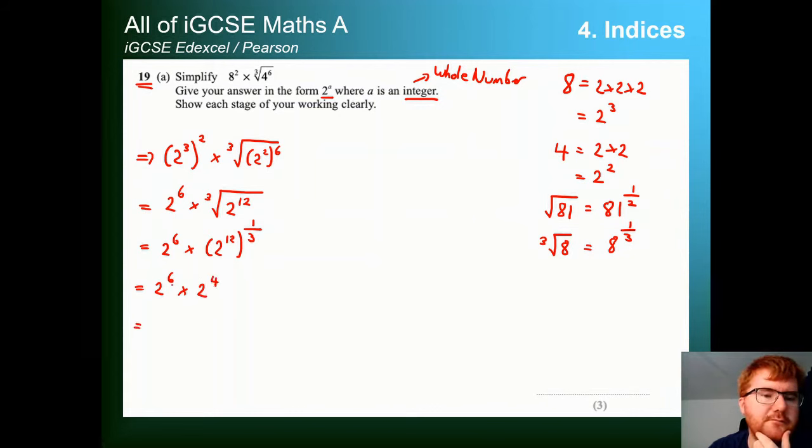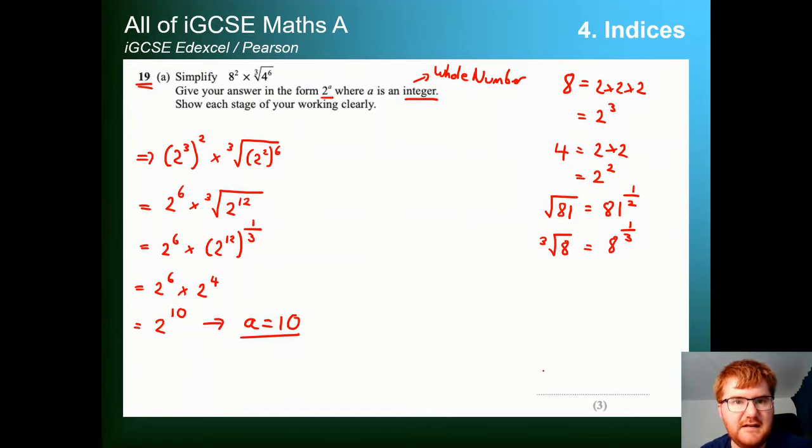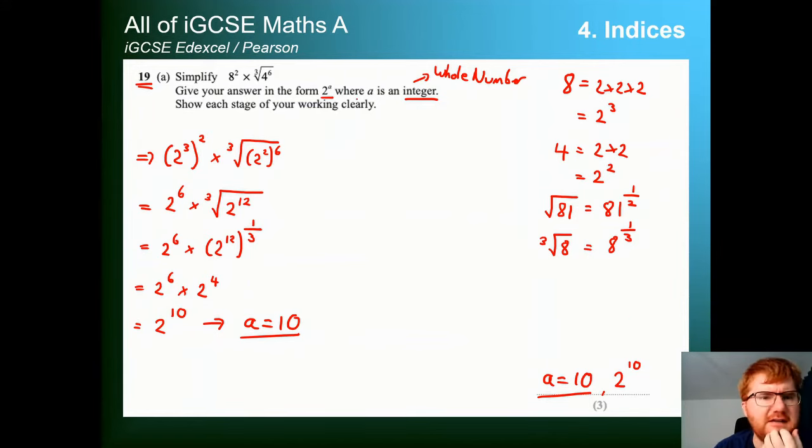And therefore, 2 to the power of 6 times 2 to the power of 4 is equal to 2 to the power of 10. So therefore, I make it very clear to the examiner, A simply for the 3 marks is equal to 10. I'm going to write that in the answer place below, just like so. I could also write this as 2 to the power of 10, but it's not entirely clear if they want you to write 2 to the power of 10 or just A is equal to 10. But I guess both would get you both 3 marks.